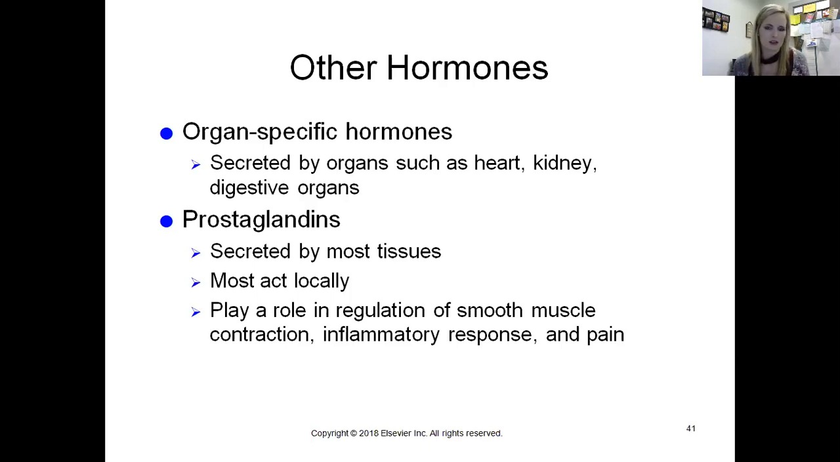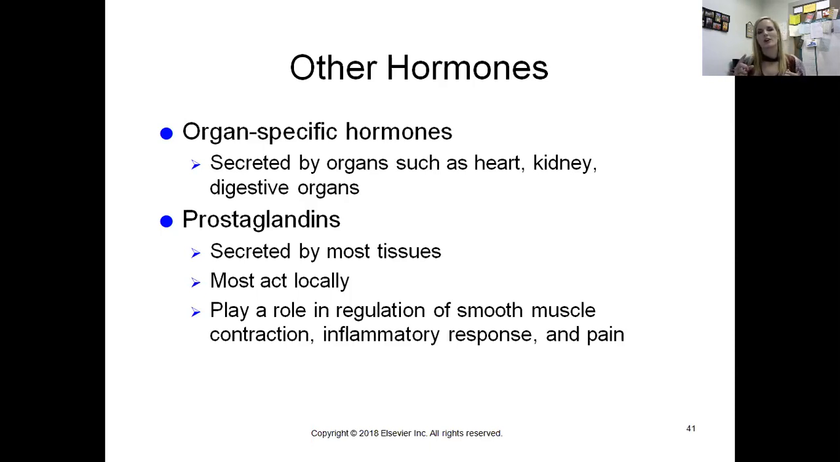Different prostaglandins, like I said, most will act very locally. They play a role in the regulation of smooth muscle contraction, which helps to stimulate the inflammatory response and pain, which is a good thing. Again, if you remember, we talked about pain, that we need pain to tell our body to respond accordingly. So these prostaglandins are secreted by these tissues in the event that they need to create that inflammatory response. So we see swelling and pain, and sometimes that can be a little too much.